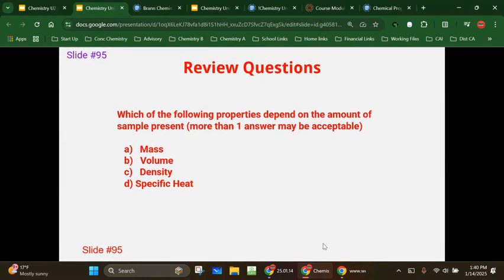Which of the following depends on the amount of sample present? More than one answer may be acceptable. Which of these depend on the amount of sample present?